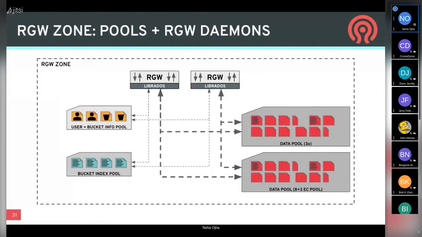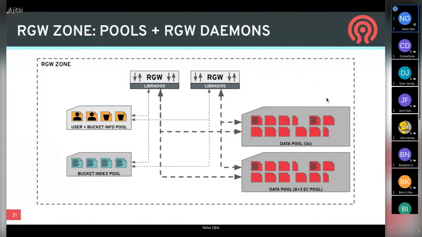So moving on, RGW also has RGW zones. What a zone has is it could have multiple RGWs, as you can see in the picture, and it could have multiple data pools. It could be a mix of replication and erasure coding as described in this picture, but you again have this info pool and the bucket index pool. And all of these together, in entirety, construct what we call an RGW zone.